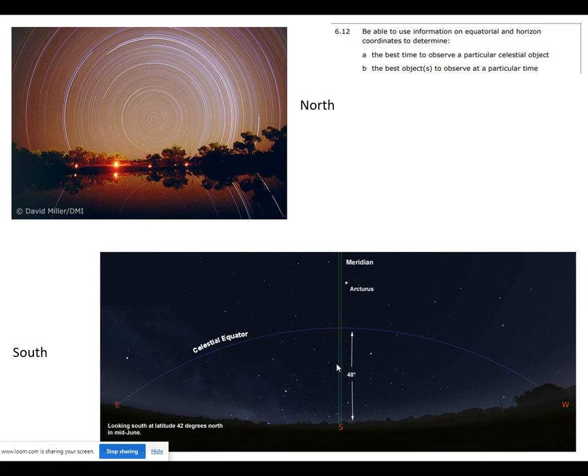And then here, anytime you look south, everything appears to just go from east to west, including the sun and the moon. So when they cross the meridian, they will be culminating, and that's the best time to observe them.